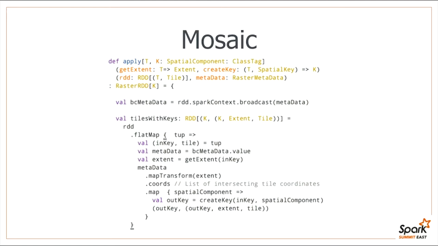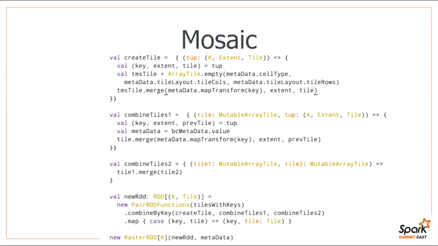So what can we tell from that? Our input is RDD of T tile. We don't know what T is. The only thing we can get from it is an extent, so it's pretty generic. There is the flat map we talked about. A little bit down, we're using our metadata to get the list of intersecting tile coordinates. Then we update the incoming key with the spatial component that we computed. And yeah, that gives us the list. Now we just need to burn them. And yeah, that's the combine by key. We can define our combiners that use our data types. And go all the way to the bottom, bam, we got a raster RDD.